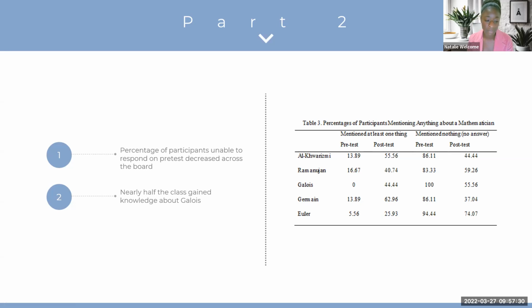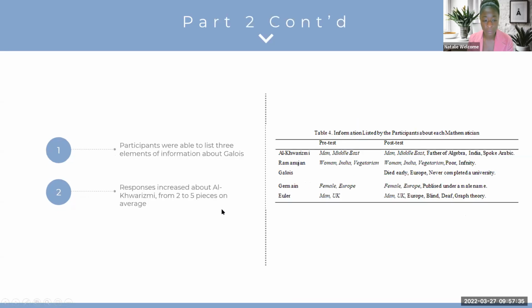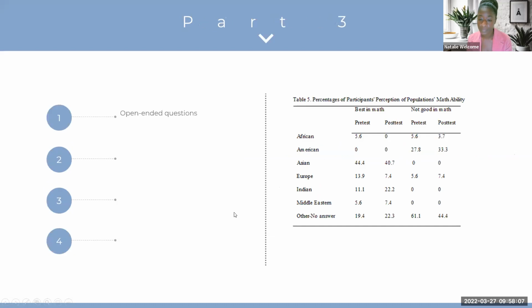And that's our point of emphasis here, gaining knowledge about one particular mathematician, Galois. Galois was the young person. His measure of diversity regarded his youth. Participants were able to list 3 elements of information about Galois, and their responses increased about al-Khwarizmi from 2 to 5 pieces on average. Again, Galois was our measure of diversity, his youth, and al-Khwarizmi, Middle Eastern. So his measure of diversity regarded his ethnicity and nationality.